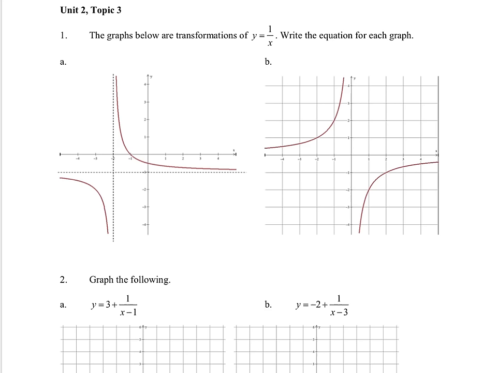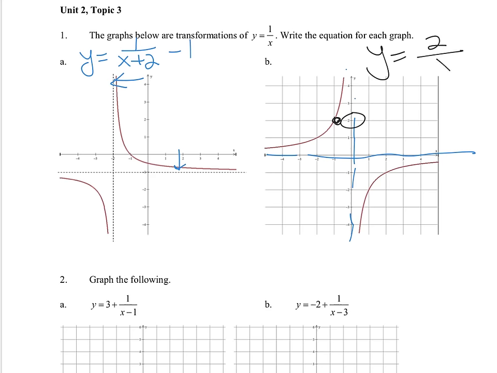So for A, our graph moved left 2 and down 1. So left 2 and down 1. Now for B, I noticed that the asymptotes are still at 0, but what's different is this point is at a height of 2, meaning it's been vertically stretched. But the graph's also been reflected, so we're going to make the numerator negative.